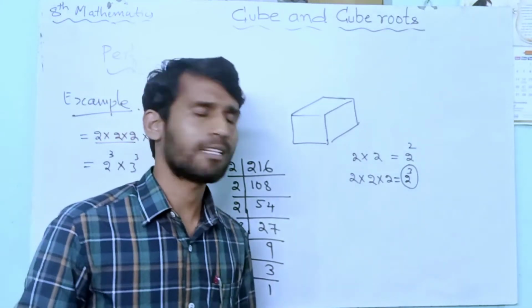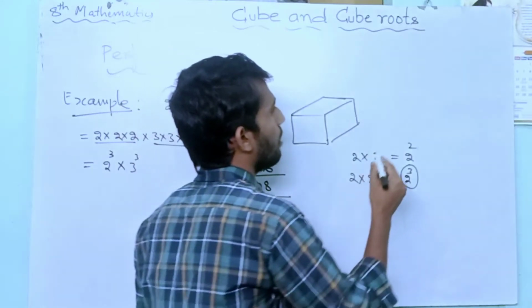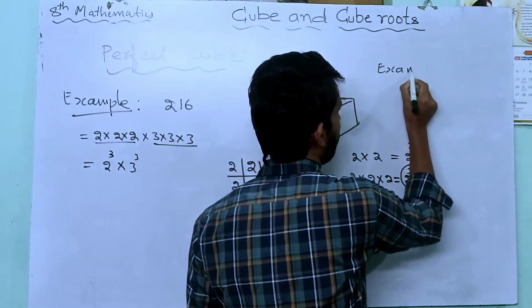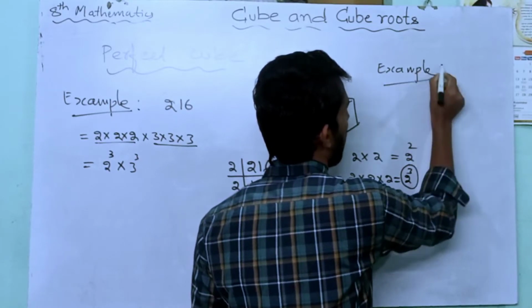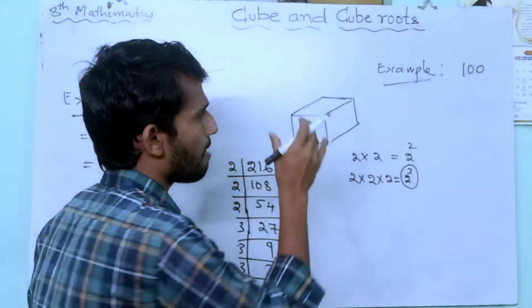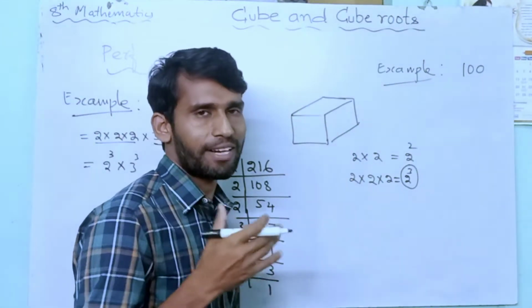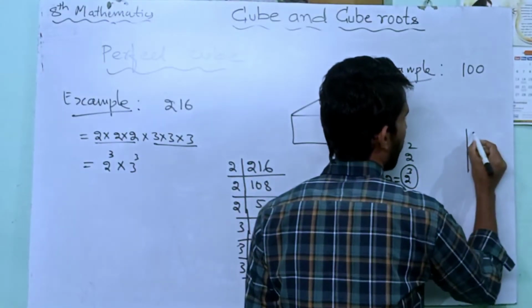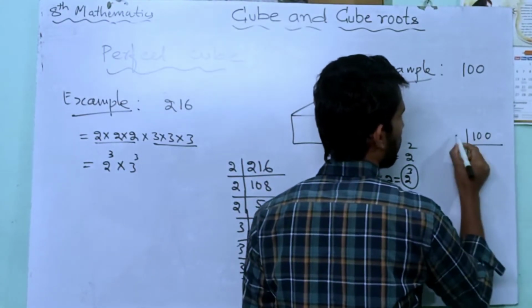Dear students, let us see another example. I will show here. Example 2. I am taking 100. Now I am finding whether this 100 is a perfect cube or not. Again I am doing the prime factorization method.